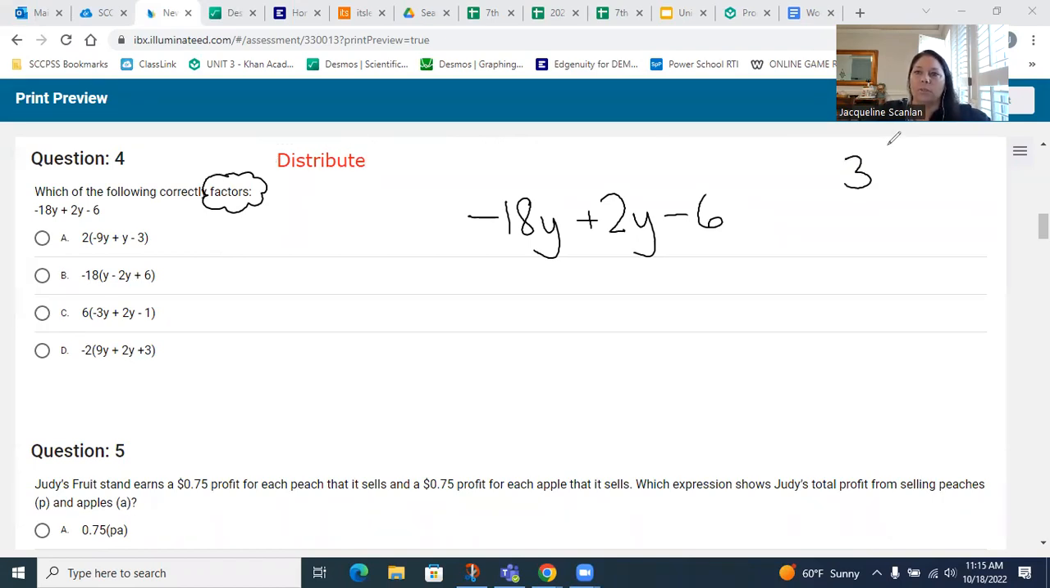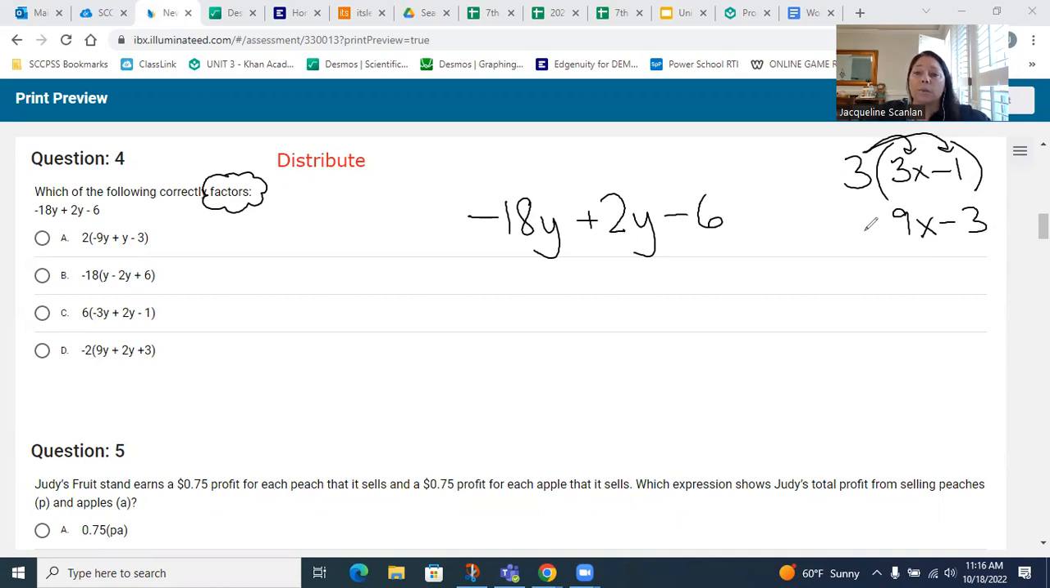So to distribute means to take the number that's sitting outside of a grouping symbol and to multiply it by everything inside of a grouping symbol. So 3 times 3x would be 9x. I just made this problem up over here on the right. And 3 times -1 is -3. All right, so that's called distributing.